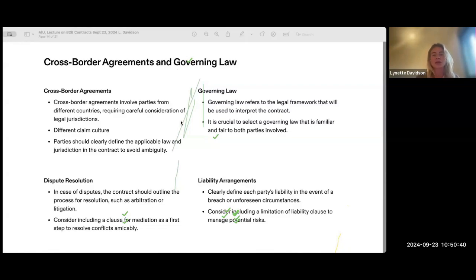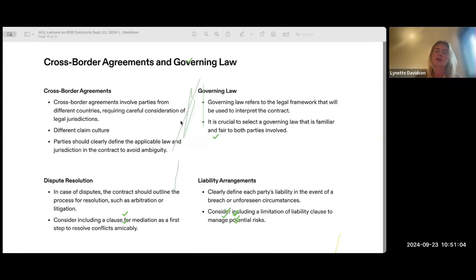You can also pursue litigation, for example, for a more complex case, or perhaps the claim is of a very high amount. So you can think about a clause for mediation as the first step to resolve conflicts amicably. If you work with a mediator, this is usually a third party who is a neutral party, and you can share the costs for mediation. This is the most common type of clause.